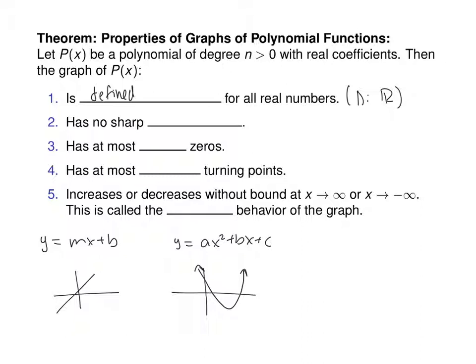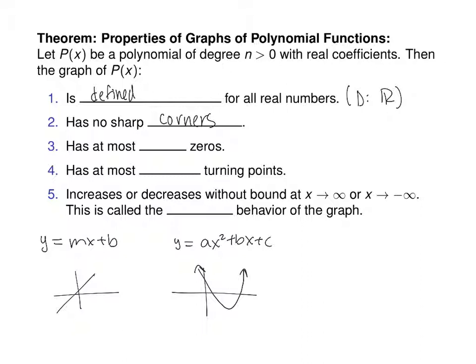The second property is they're not going to have any sharp corners. So if there's a turnaround point, it's always going to be kind of like a smooth thing. Can you think of a function that has a sharp corner that you know a picture of? Absolute value. An absolute value has a sharp corner. Okay, so an absolute value is not a polynomial.